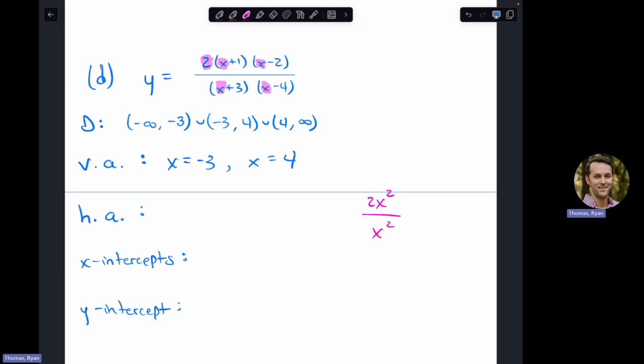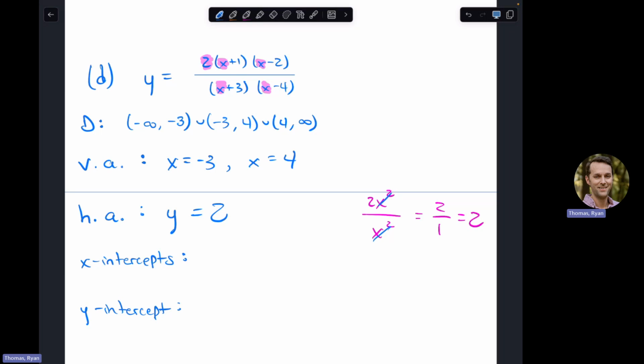Which means that the top and bottom are going to basically balance each other out. The x squareds divide out and we get what? 2 over 1, or 2. So the top and bottom are about the same size except in the ratio of 2 to 1, which means the horizontal asymptote is y equals 2. Yep. The fact that it's balanced means it's going to level off. The fact that it balances out at 2 means it's going to level off at 2.